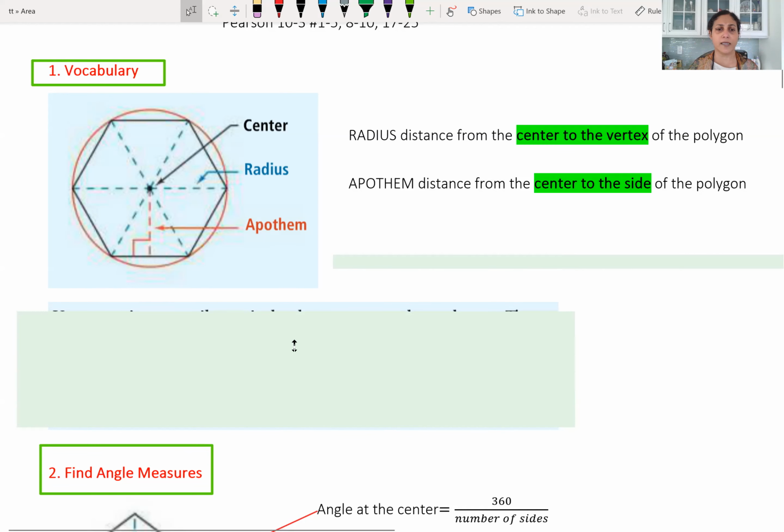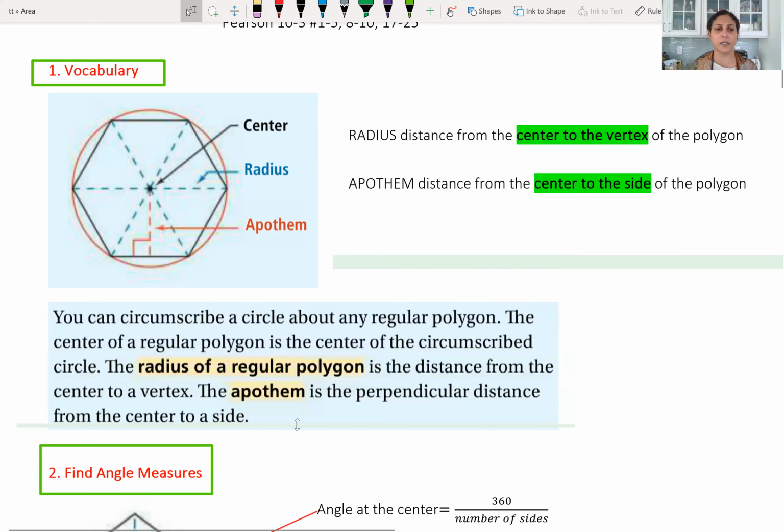So this is from your textbook. You just need to know that you can circumscribe a circle about any regular polygon. The center of the regular polygon is the center of the circumscribed circle. And again, they tell you what the radius and the apothem are. If you notice, the apothem is the height of the smaller triangle, and that is going to help us find the area of the full polygon.